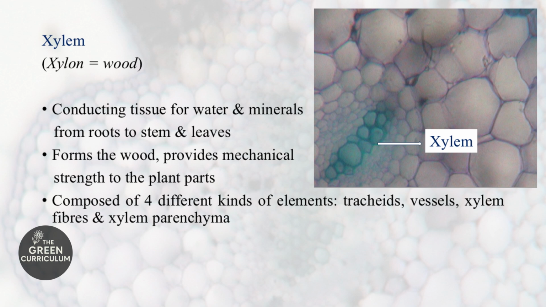So the wood in a plant is composed of xylem. The wood provides mechanical strength, mechanical support to plant parts. Xylem is composed of four different kinds of elements, namely tracheids, vessels, xylem fibers, and xylem parenchyma.